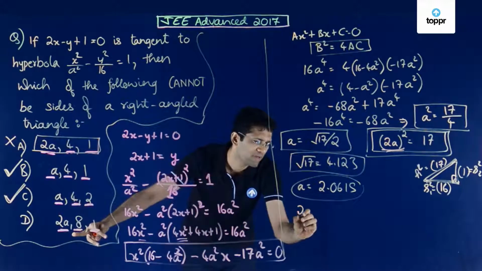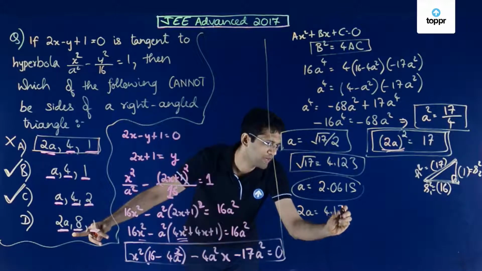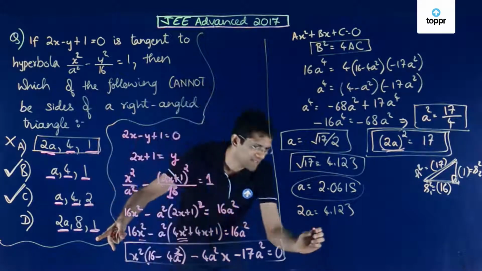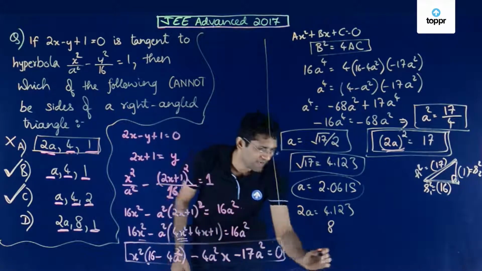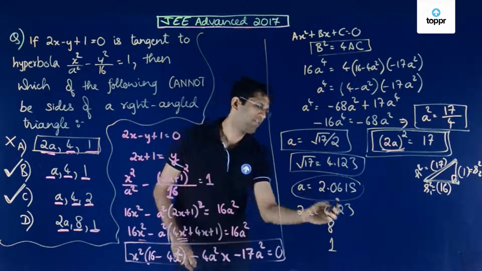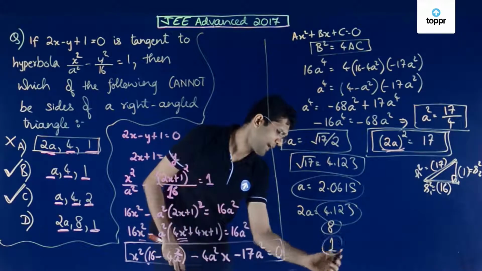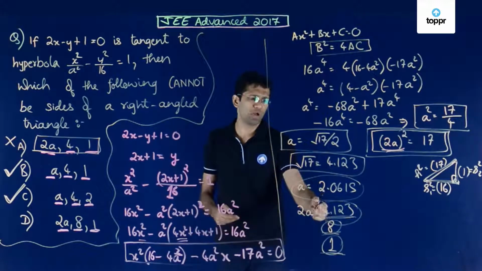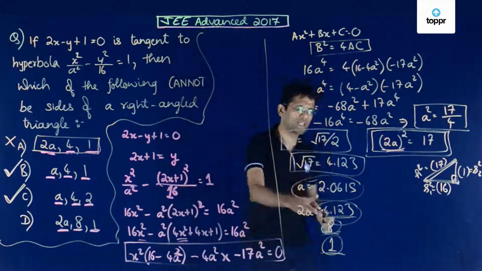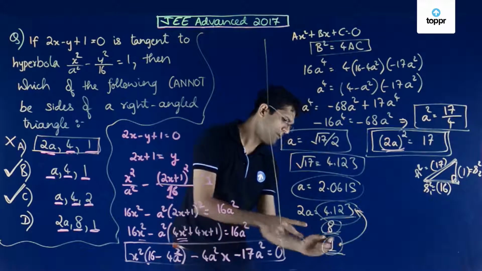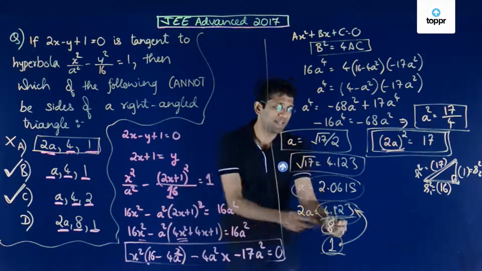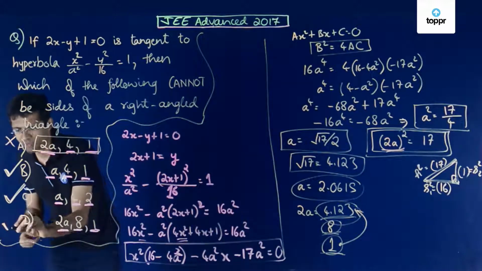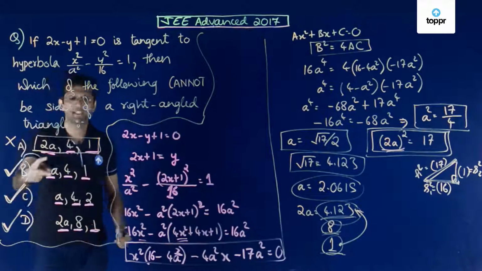In the third case, we have options 2a, 8 and 1, and if you take the value of 2a, it should be equal to 4.123. Next, we have the other side with the value 8 and the third side with the length 1. Now, if we have a triangle formed by these three sides having lengths 4.123, 8 and 1, then again this will not be a triangle in the first place, because the sum of lengths of these two sides will be less than the length of the third side, and so we will not have a triangle in this case.